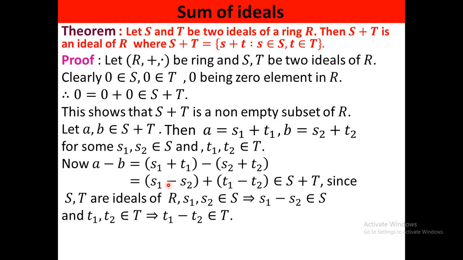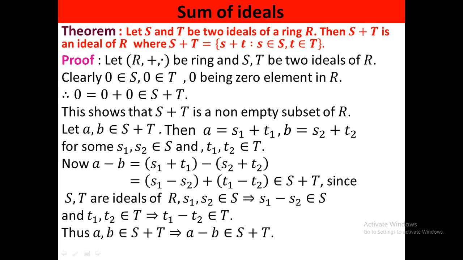As a result, A minus B can be written as an addition of two elements, the first element from S and the second element from T. As a result, we can conclude that A minus B is an element of S plus T. So for any two elements A, B in S plus T, we see that A minus B is an element of S plus T. This is the first condition for an ideal, which is satisfied.